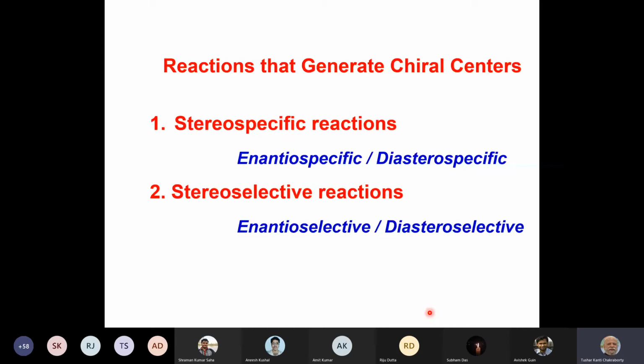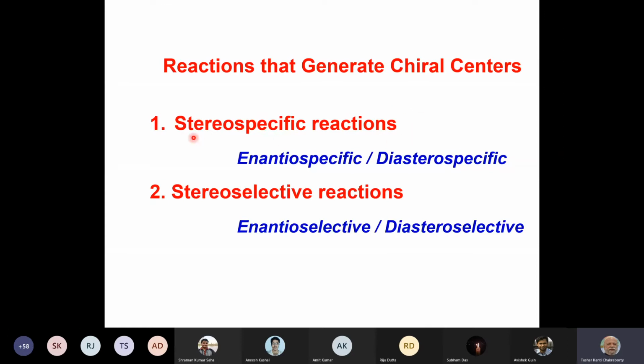So when you carry out the reaction, if there is no chiral environment... one of the substrates could be chiral, one of the ligands could be chiral, even the solvent could be chiral, and many others, like a catalyst could be chiral, and so on. So that gives rise to a chiral center.